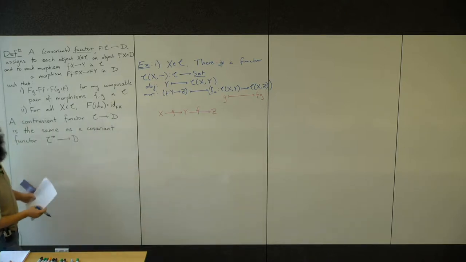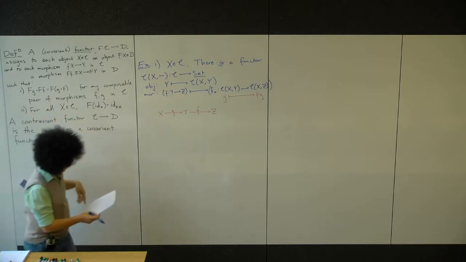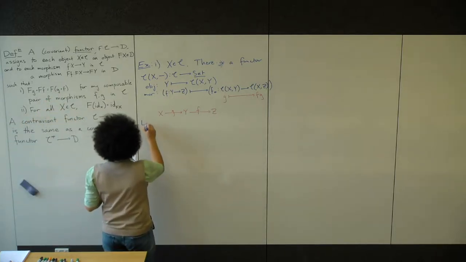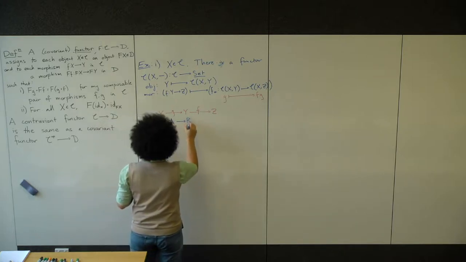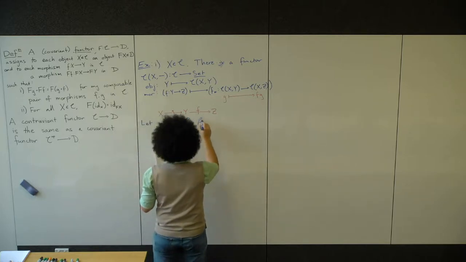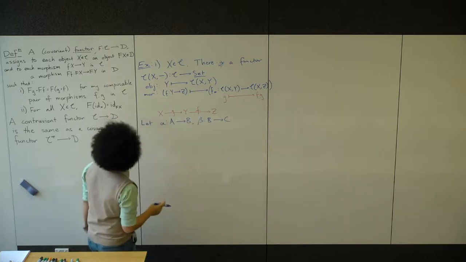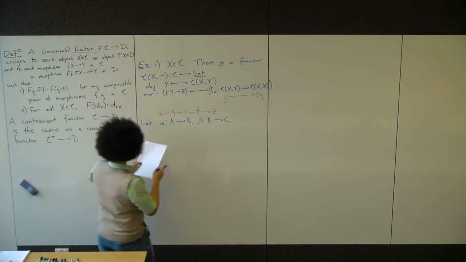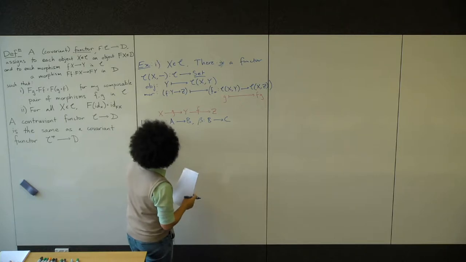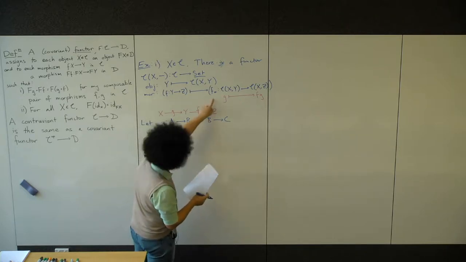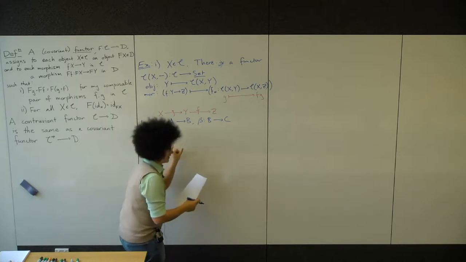All right, so we should check functoriality, because this is our first example of a functor. What do I mean by functoriality? I mean we should check that it preserves composition and it preserves identities. All right, so we'll let alpha be a map from A to B, and beta be a map from B to C. Okay, so what does functoriality mean in this case? Well, we want to show that beta star composed with alpha star is equal to beta composed with alpha, star.